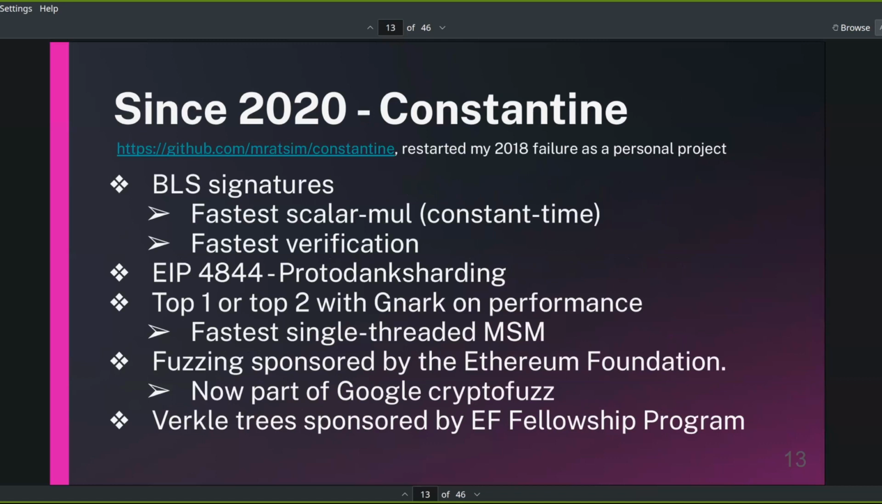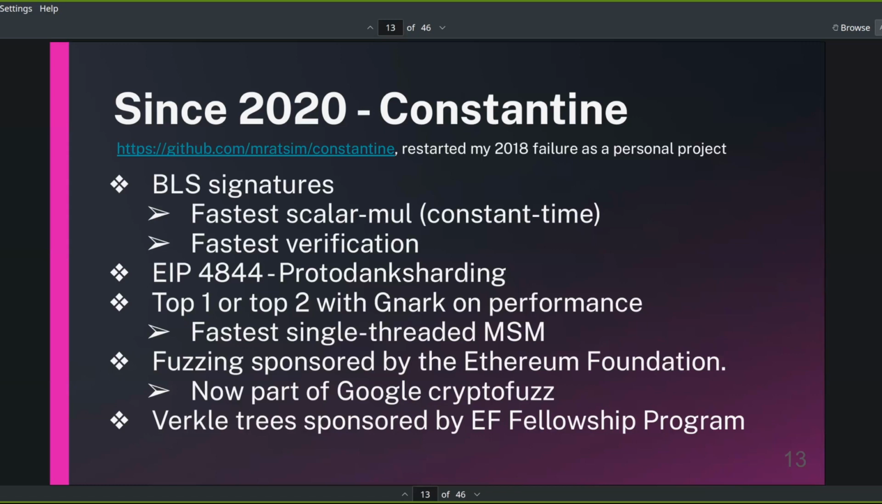So since 2020, I kind of got the bug of cryptography, and I restarted this project that I did for a week to try to implement cryptography from scratch, but as a personal project, renamed it to Constantine, which is a play on the name constant time. Constant time, which we'll see later, is something necessary for security when you use private keys.